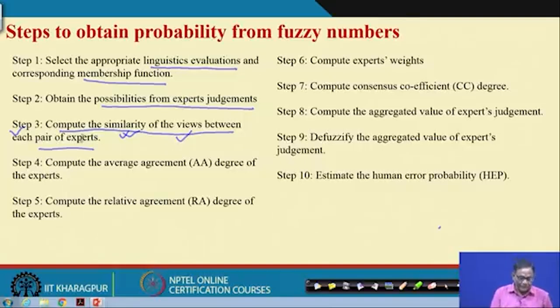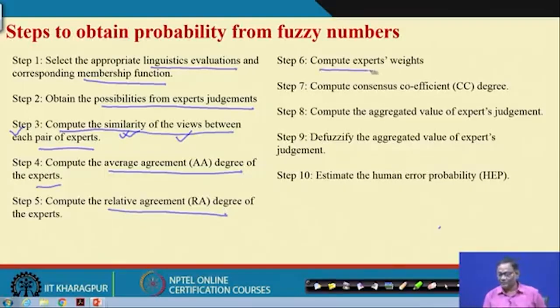Then the fourth step, after similarity calculation, is to find out the average agreement degree of the experts. So, for every expert, how they agree with the other experts. After that, you find out the relative agreement degree. Then after that, you compute the weights of the experts, because all experts are not equally expert.